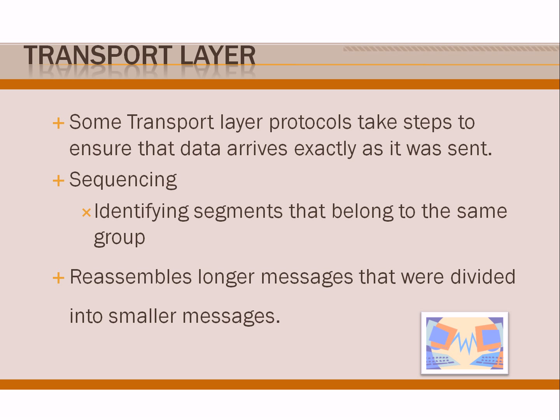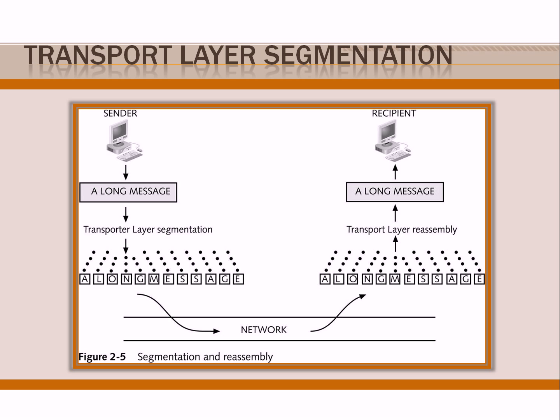Some transport layer protocols take steps to ensure that the data arrives exactly as it was sent. It is involved in sequencing, identifying segments that belong to the same group, and it reassembles longer messages that were divided into smaller messages. And here's a graphic that is a representation of that, where the sending computer has a long message and the transport layer segments that message into a bunch of shorter ones, so it'll travel across the network easier into the receiving computer, where then it's reassembled back into the long message to be handled by the receiving computer.